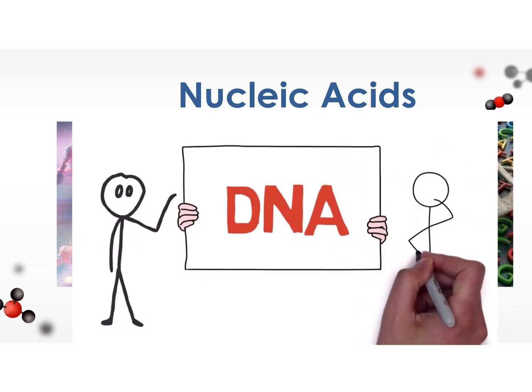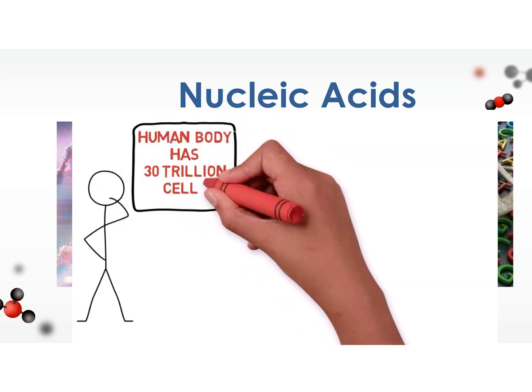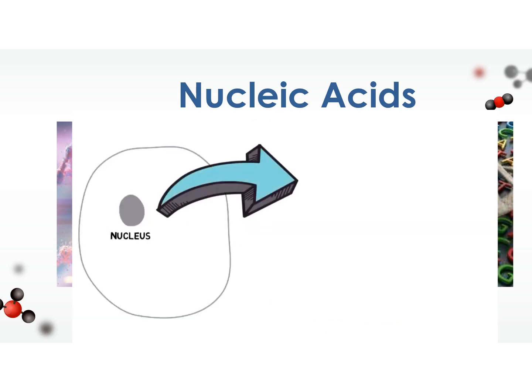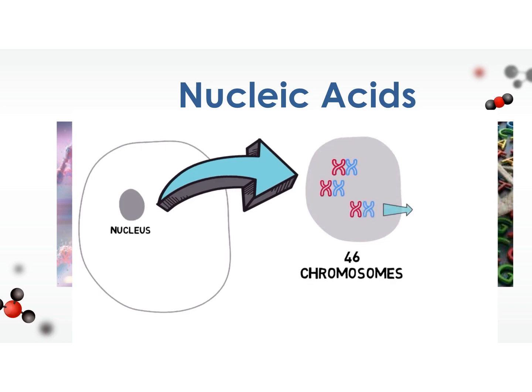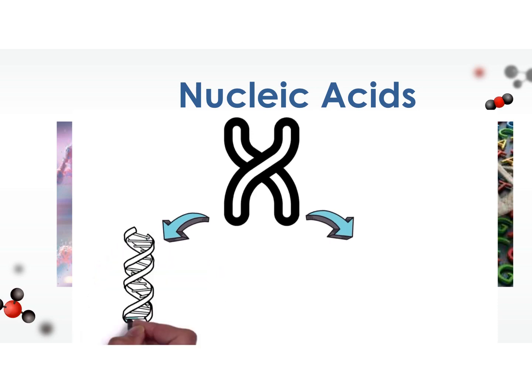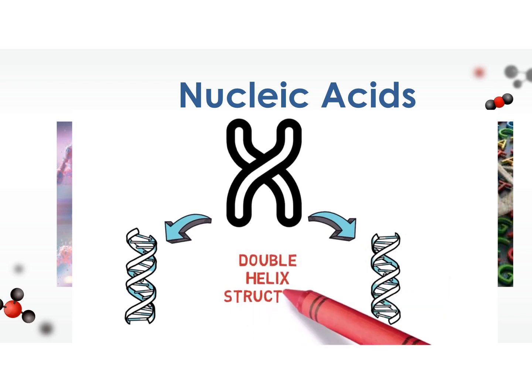Let's start by putting this all into perspective. The human body contains 30 trillion cells, and in all of these cells lies a nucleus. Inside every one of these nuclei, there are 46 chromosomes, which are thread-like structures made up of DNA. These chromosomes are arranged in pairs. We have only shown 3 pairs of chromosomes for simplicity in this diagram. Each one of the chromosomes is made up of 2 strands of DNA interwoven around each other in a double helix structure.